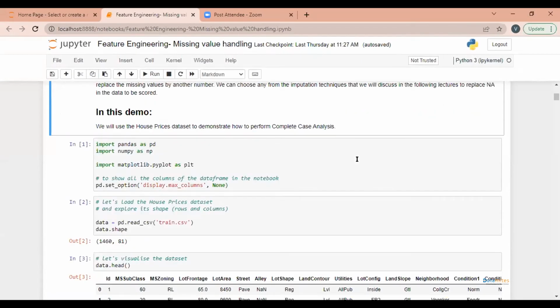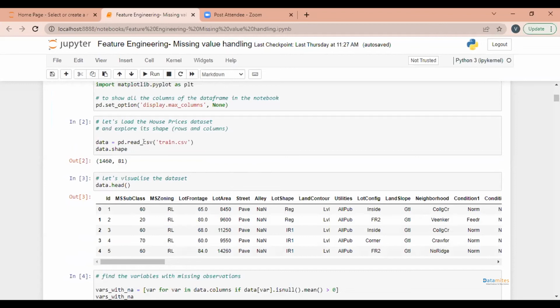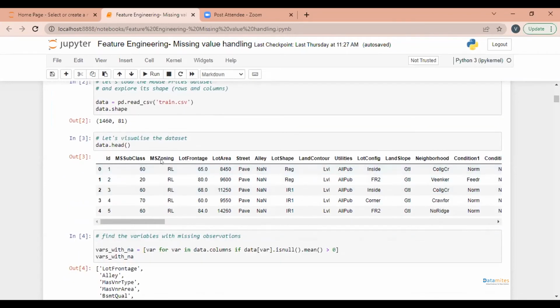So we are taking a data set called house price prediction. This is readily available on Kaggle as well. For this, we have first imported the basic necessary libraries. We have imported our data set using read_csv, and we have explored this data set.